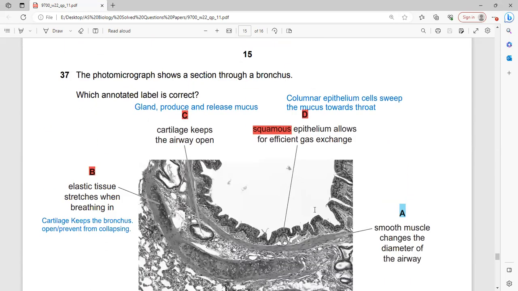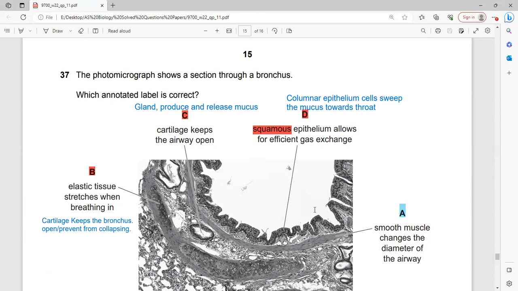Now the question number 37. The photograph shows the sections through the bronchus. So first, the part of the respiratory tract is the trachea, and second is the bronchus. Now, for this bronchus, which annotated label is correct? So there the different labels are given there.